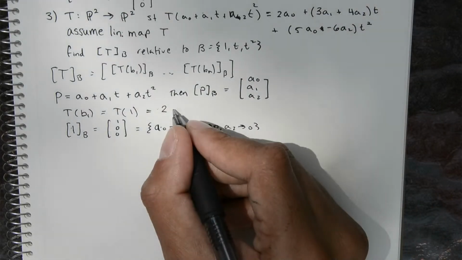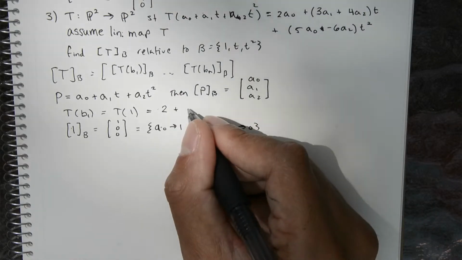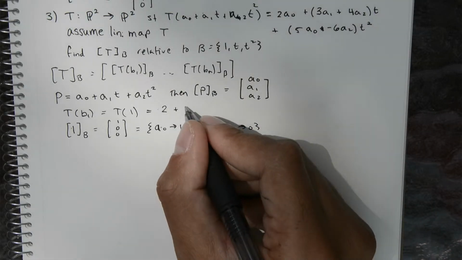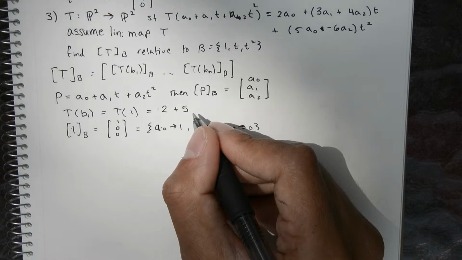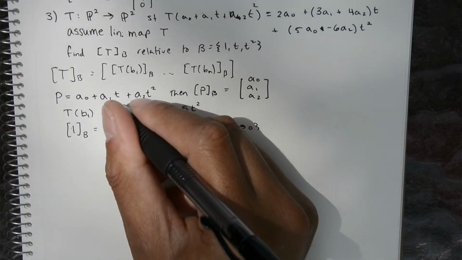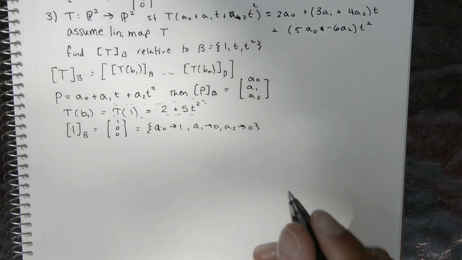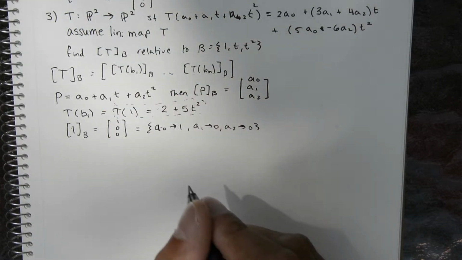So then that's 0. But then finally we're going to get plus 5t squared. Okay, so that's important.